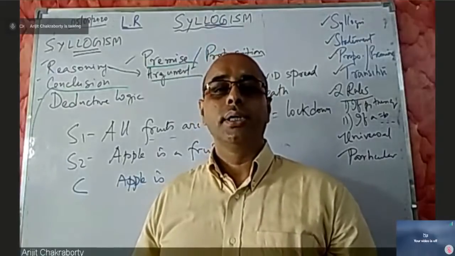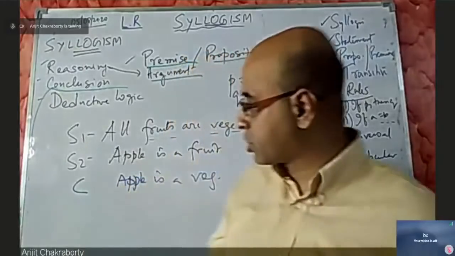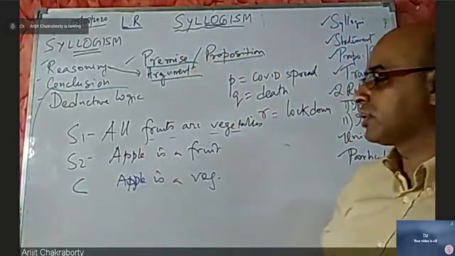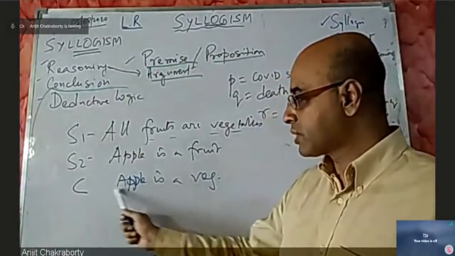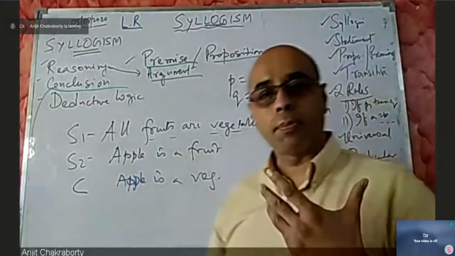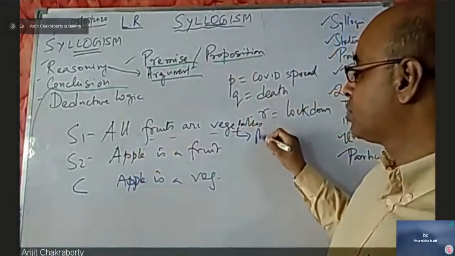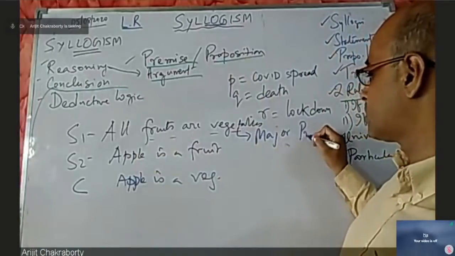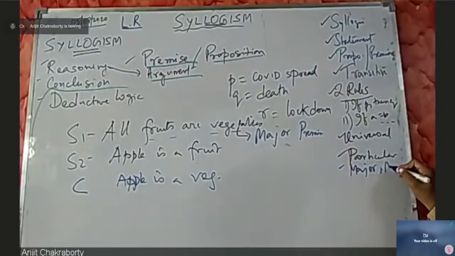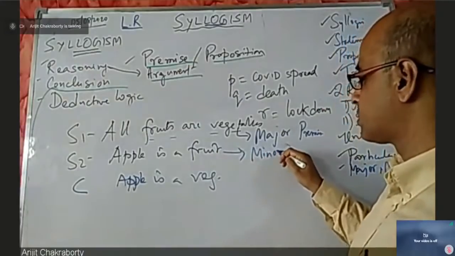Okay, now, so you will be dealing with a number of statements, you will be dealing with a number of propositions. So please note the type of proposition. All fruits are vegetables, apple is a fruit, therefore apple is a vegetable. This is a conclusion and these two are premises or propositions. Now the first sentence is always called the major premise. So please note major and minor, it's called major premise. The second sentence is known as the minor premise.